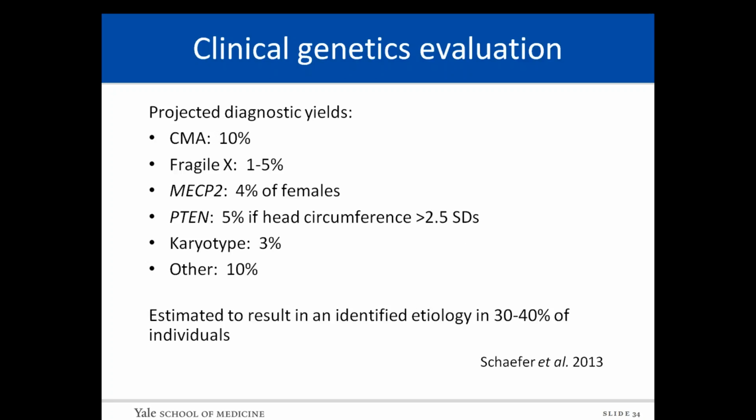So the ACMG projects these diagnostic yields. So for chromosomal microarray, 10% of the time, they expect that you would find a positive result. 1 to 5% of the time for Fragile X testing, 4% in girls for MECP2 mutations, and so on. They estimate that if you go through these tiers, these clinical genetic tests, that you might be able to identify an etiology or a positive result in about 30 to 40% of individuals on the spectrum. So that's a good proportion of cases.